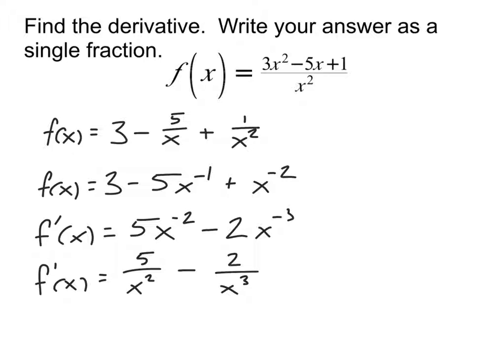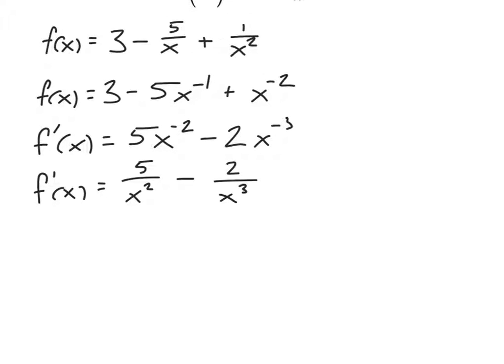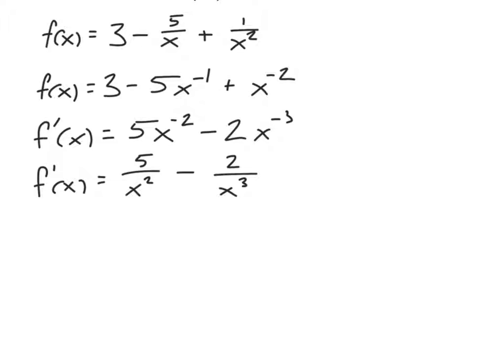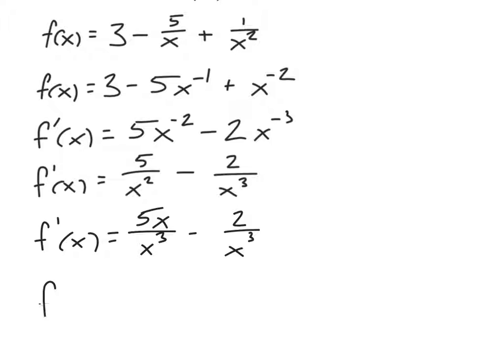So in order to now get this answer as a single fraction, we have to combine some like terms here. Well, in order to do that, we have to have a common denominator. So I'm going to turn that into 5x over x cubed minus 2 over x cubed. And so then when I go and make it just a single fraction, we're going to have 5x minus 2 over x cubed. And so then that will be our final answer.